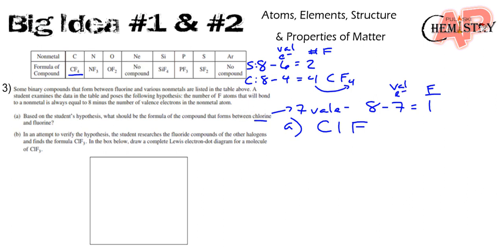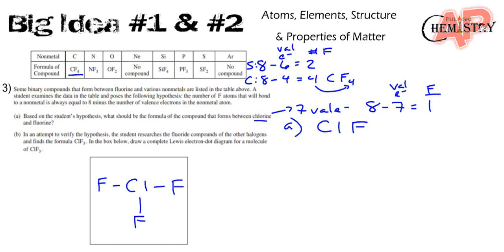B, in an attempt to verify the hypothesis, the student researches the fluoride compounds of other halogens and finds the formula ClF3. Don't let that mess you up. It said that they were looking at other things. In the box below, draw a complete Lewis electron dot diagram for a molecule of ClF3. This is not about geometry. It's about just making the right bonds. So I would make Cl with 3 Fs.